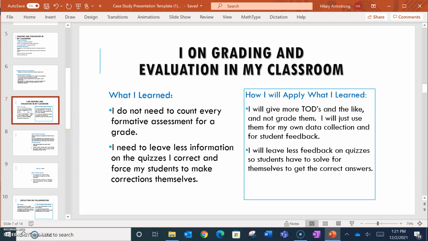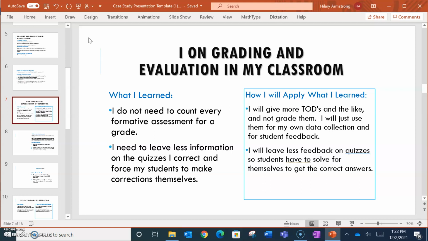So my reflection for this, what I learned is that I can give a formative assessment and I don't necessarily have to grade it and put it into the gradebook. I can just grade it and look at the answers and see what the students missed and strictly use it for my own instructional purposes. The other thing I learned is for feedback, I tend to leave a little too much feedback on there, and I've learned through researching some things that I need to leave less feedback and more specific kinds of feedback.